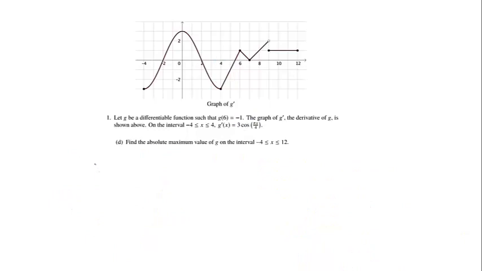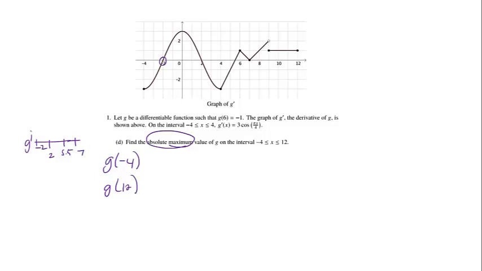All right, for part D, it asks us to find the absolute maximum value of g. So we know we're going to be looking for critical values, and we're going to evaluate at the endpoints. So I'm going to start at the endpoints, so g of negative 4 and g of 12. And then to get critical numbers, I'm going to be looking at g prime. Where does g prime equal 0? It's going to be at negative 2 and at 2 and at 5.5 and at 7.